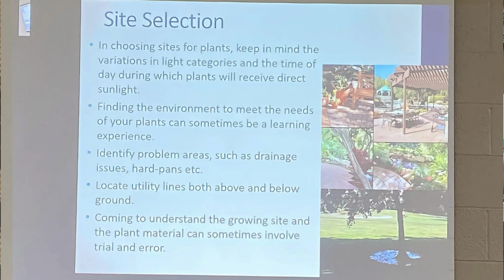Identify problem areas such as drainage issues, hard pans, etc. Locate utility lines both above and below. Coming to understand the growing site and the plant material can sometimes involve trial and error.